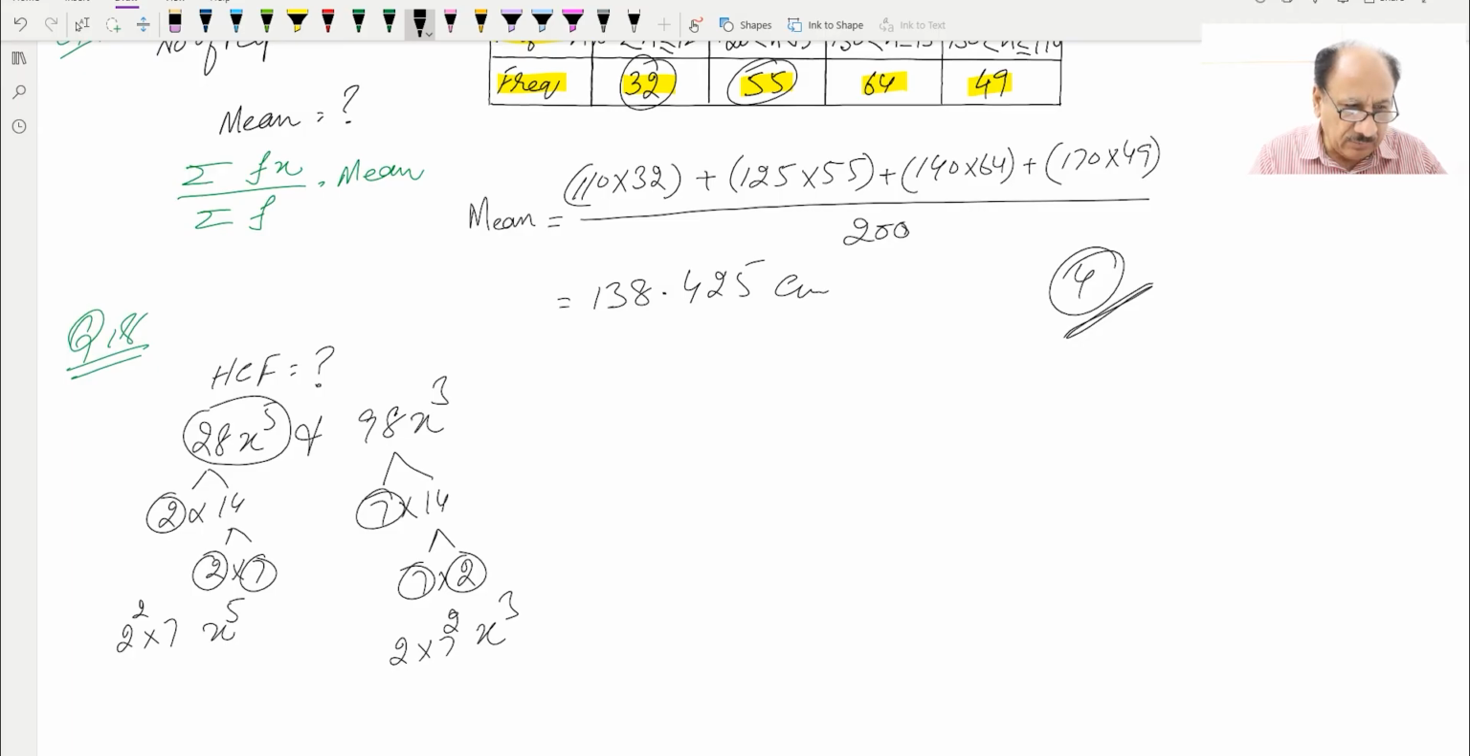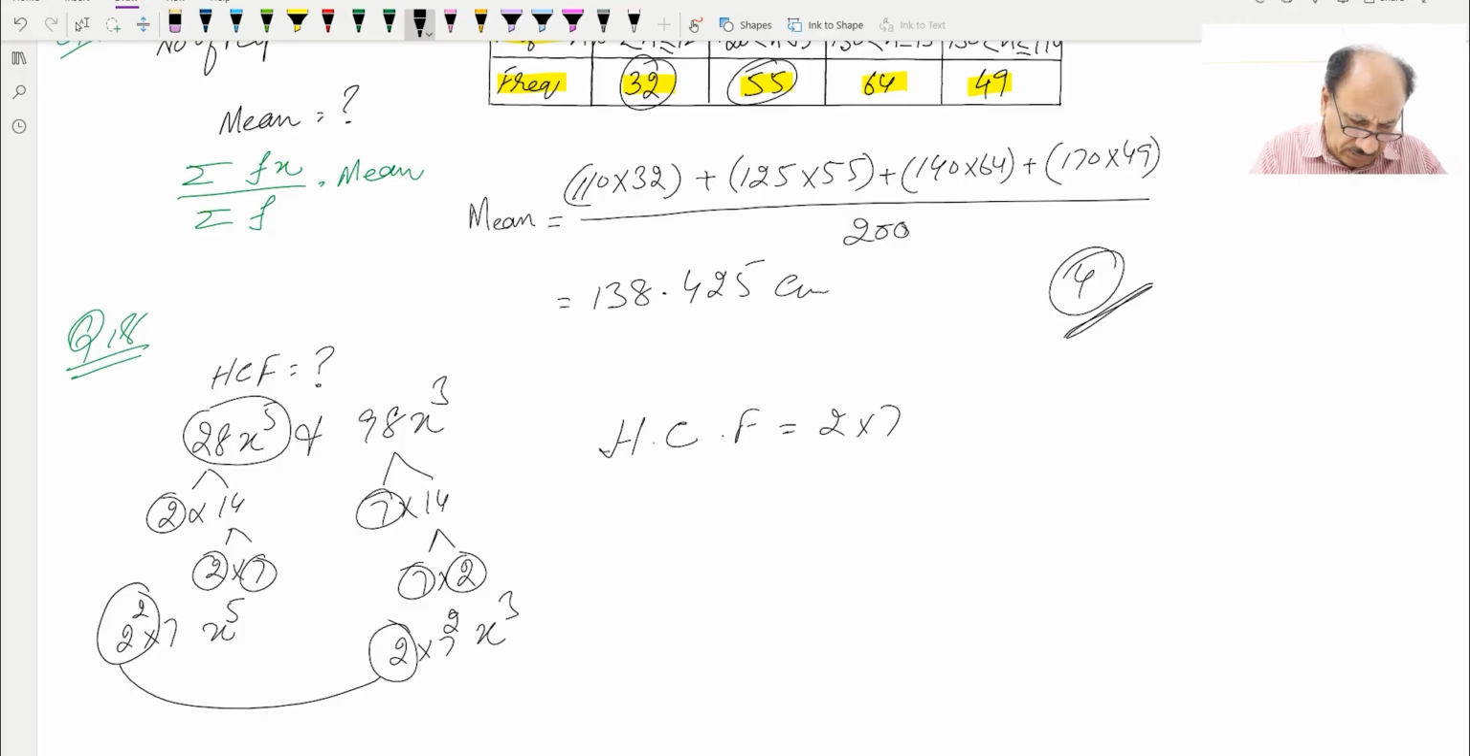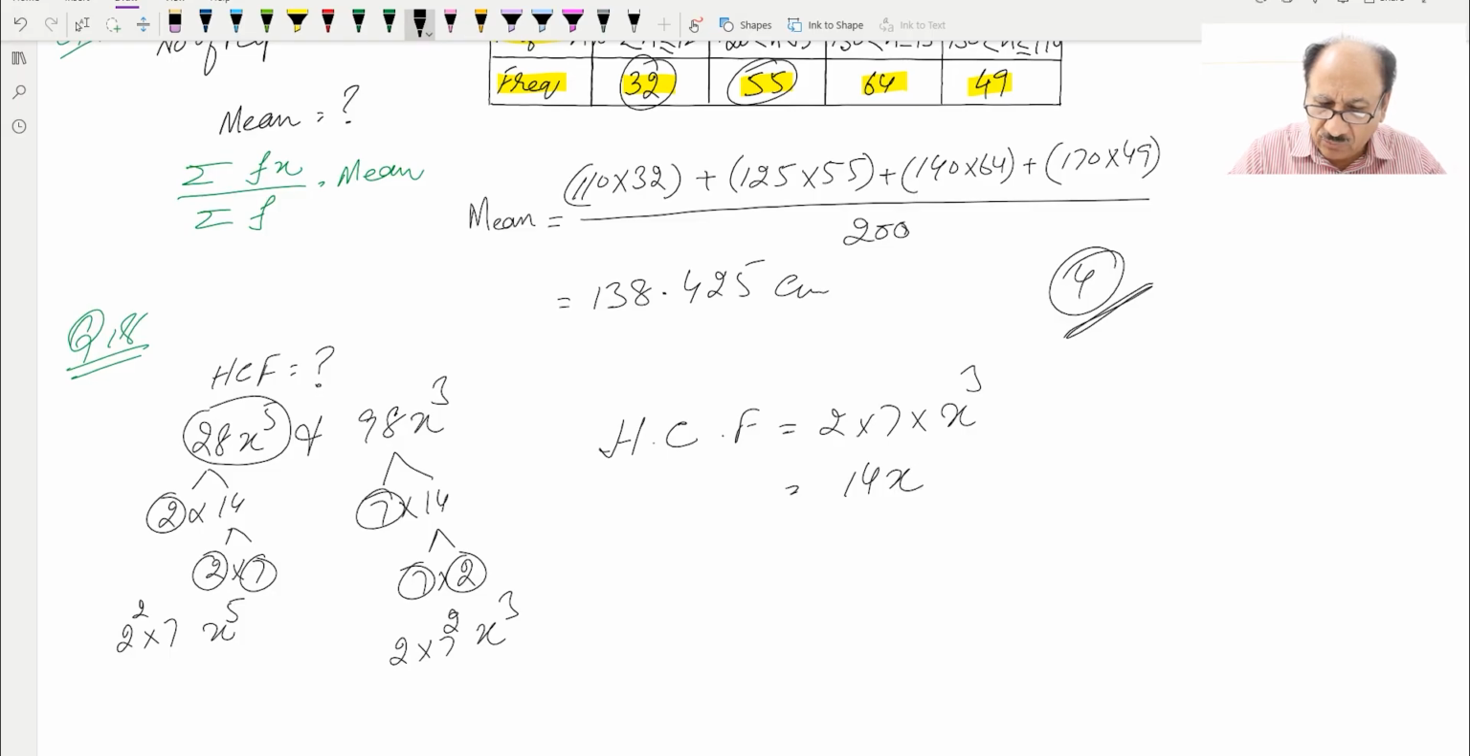Now we can take common, so HCF will be what? 2 will be common in both, and from 7 and 7 square we can take one 7 common. The maximum x which we can take common is x cube. So we can write here x cube, so it will be 14x cube. This will be our HCF answer, and this is a 2 marks question which we have done.